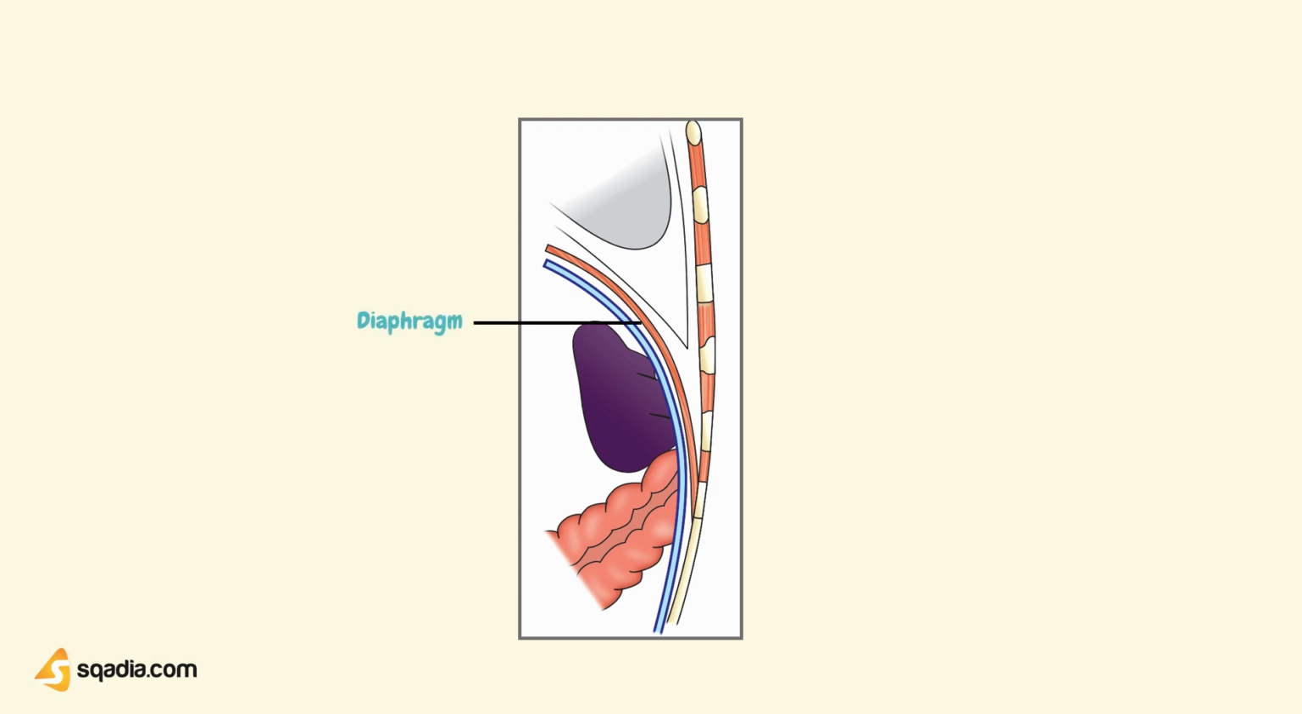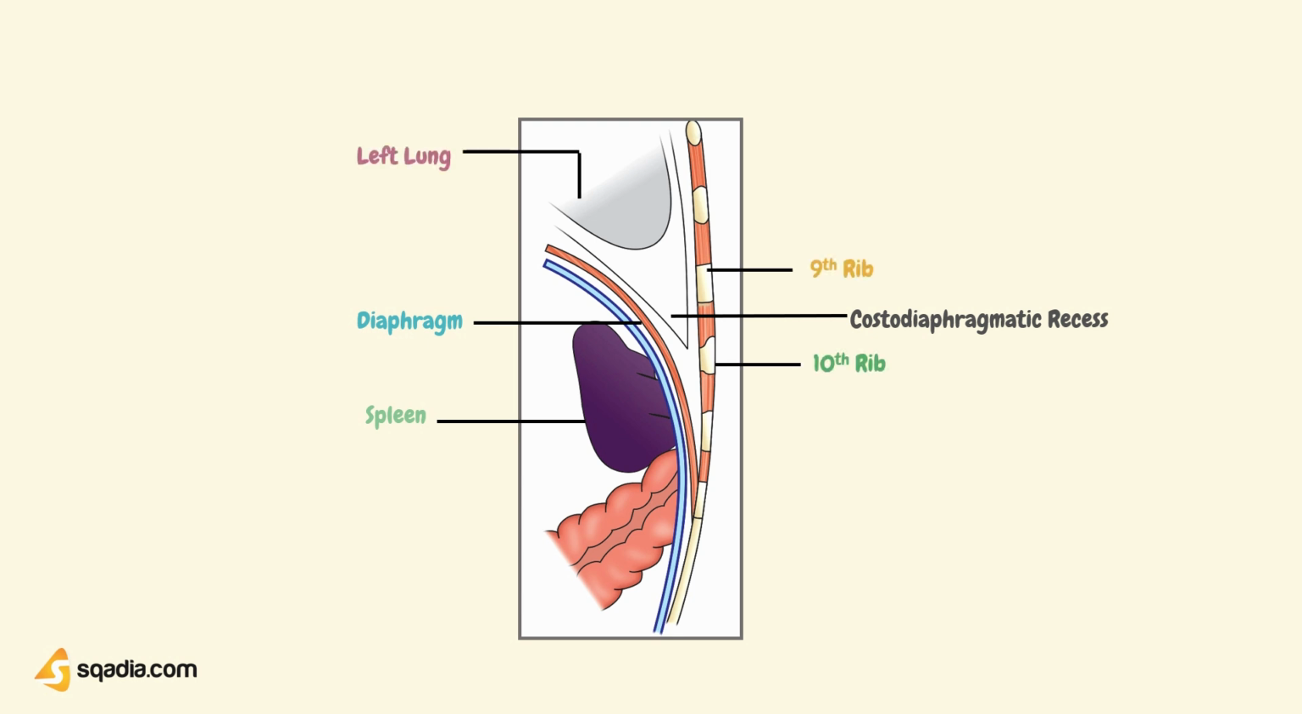The diaphragmatic surface is related to the diaphragm, which separates the spleen from the costodiaphragmatic recess of pleura, lung, and 9th, 10th, and 11th ribs of the left side. While this is splenic flexure, and this is peritoneum. So this was all about this section. In our next section, we will talk about the arterial supply of spleen.